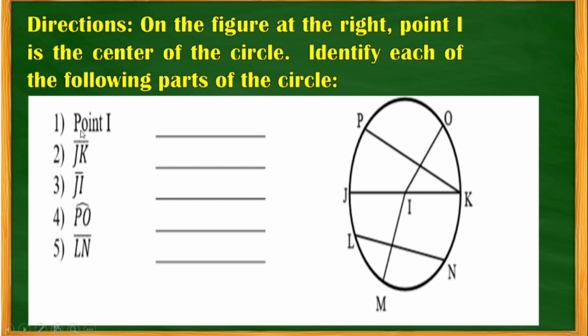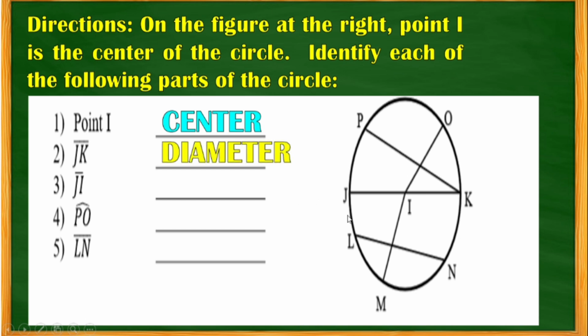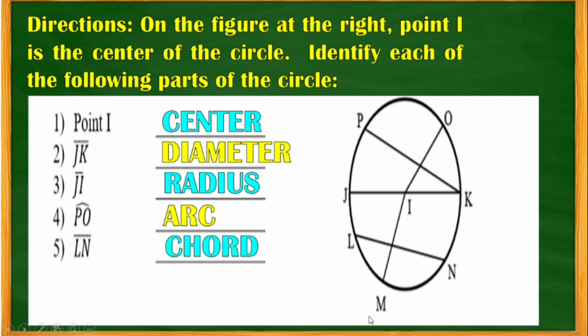For number 1, let's identify point I. Point I is the center of the circle. Segment JK: JK is the diameter of the circle. For number 3, JI is the radius of the circle. For number 4, arc PO is the arc of the circle, and segment LN is the chord of the circle.